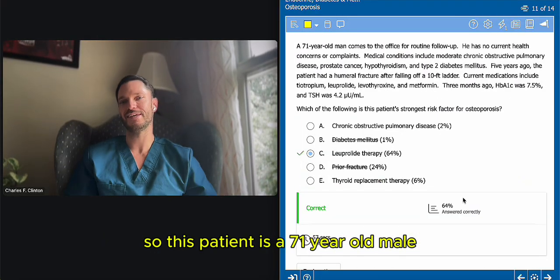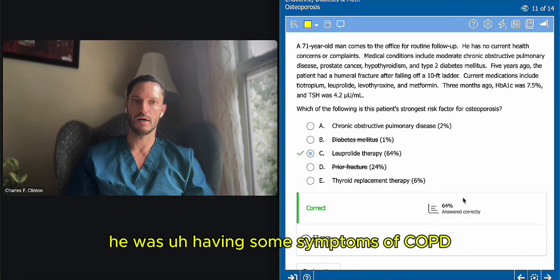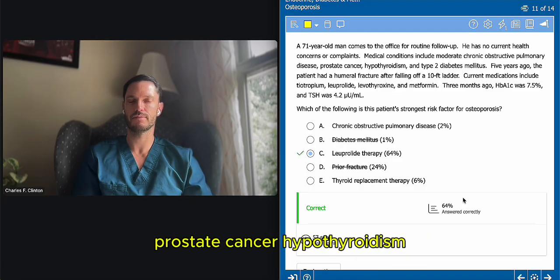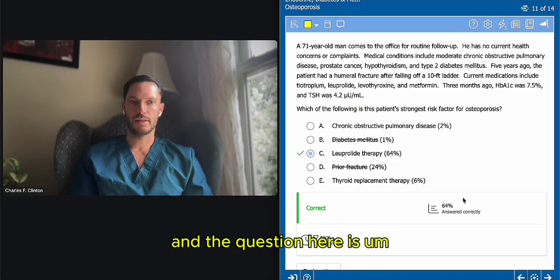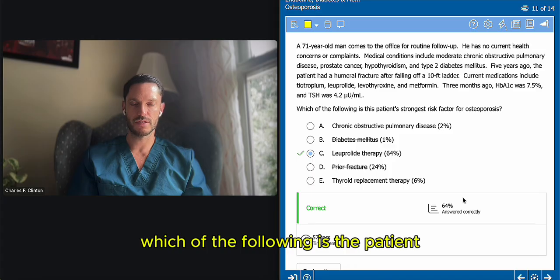We're about to finish. So this patient is a 71-year-old male. He was having some symptoms of COPD, prostate cancer, hypothyroidism. Basically, he was started on leuprolide. And the question here is, which of the following is the patient's strongest risk factor for osteoporosis?